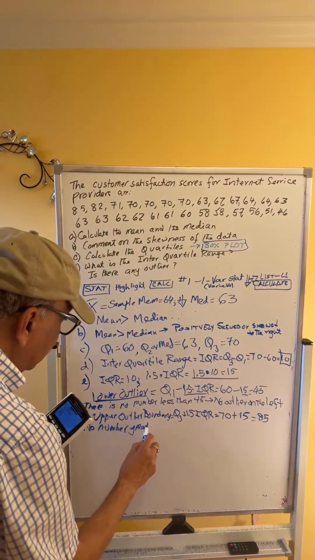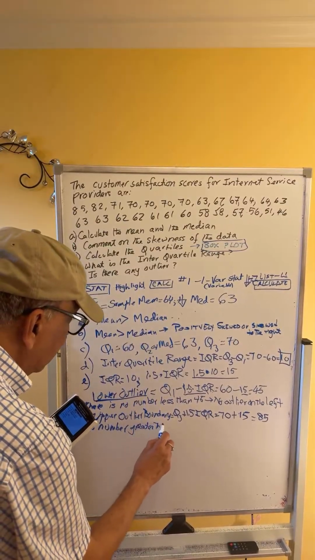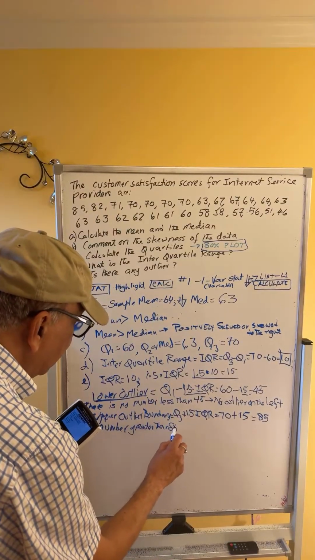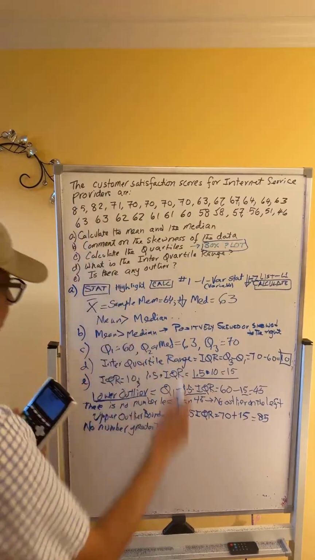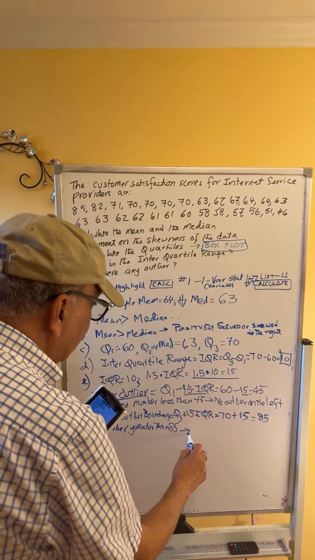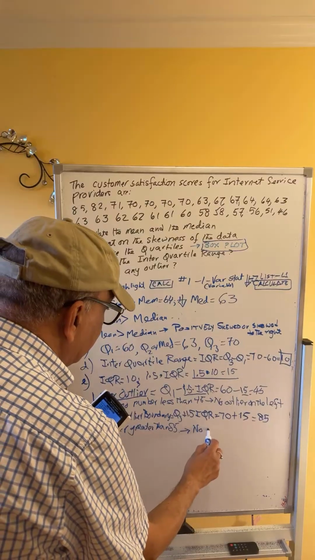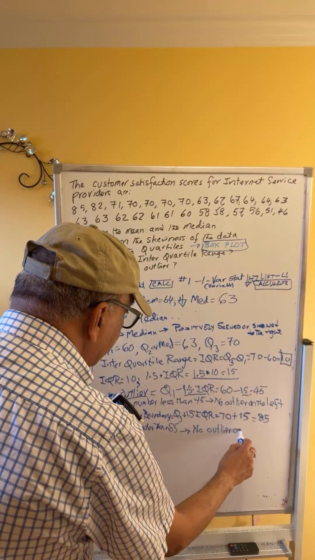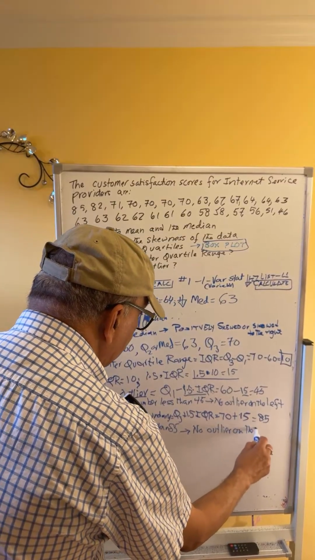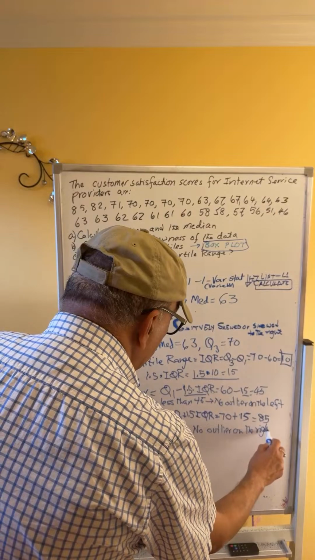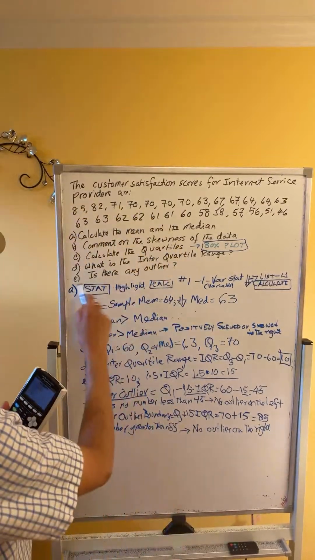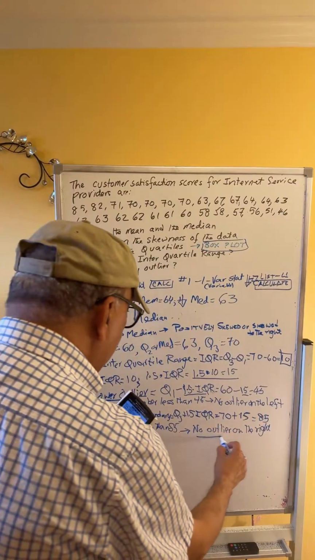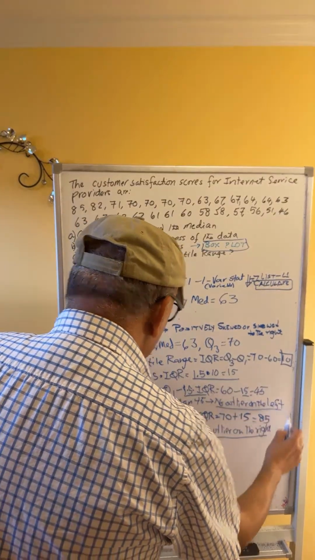Because 85 is our maximum, therefore, no outlier on the right. Hence, the answer to the question, part E, is there any outlier? No outlier on the right, no outlier on the left.